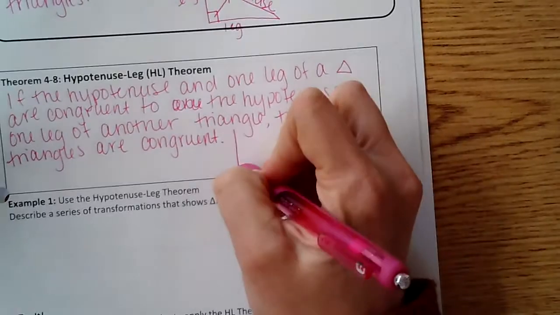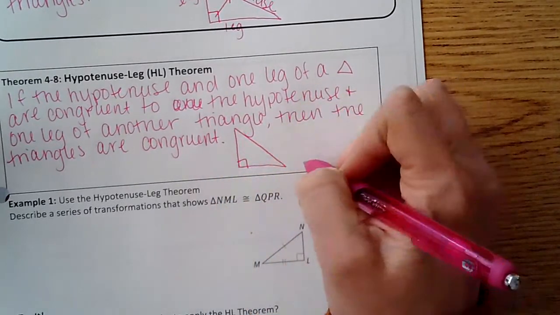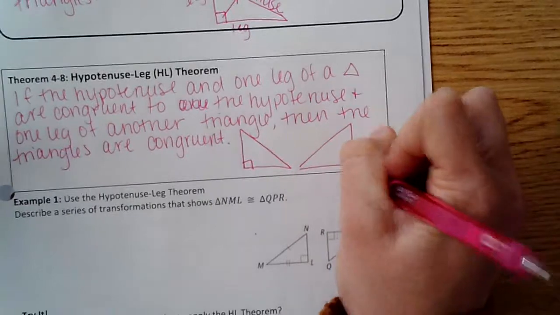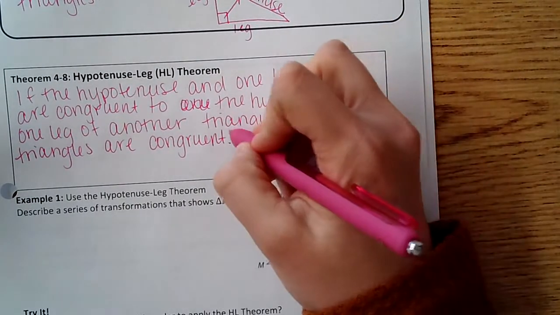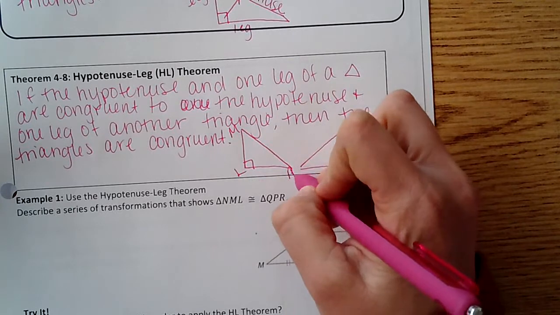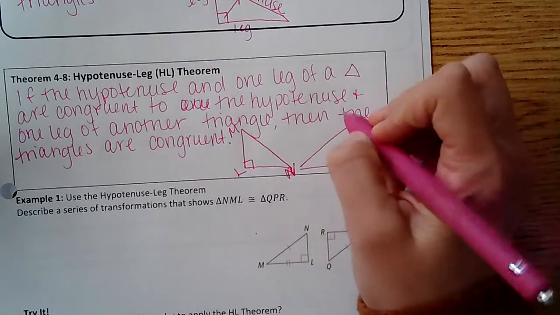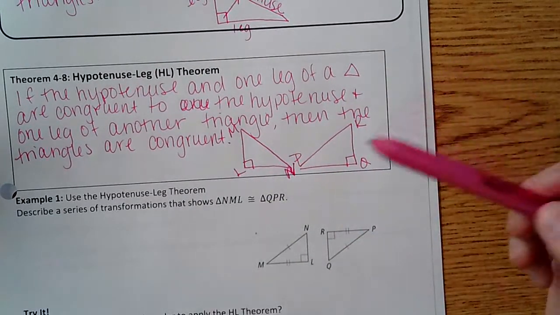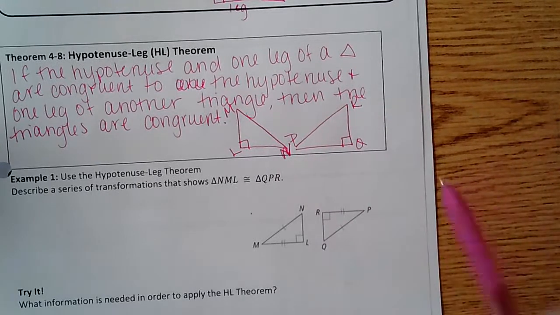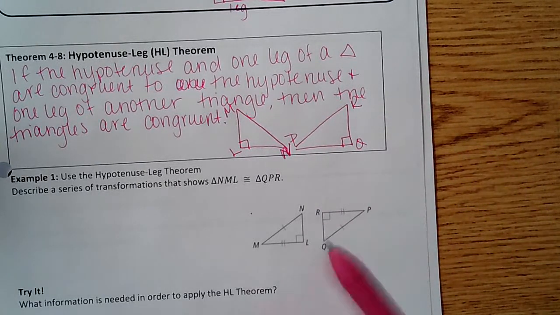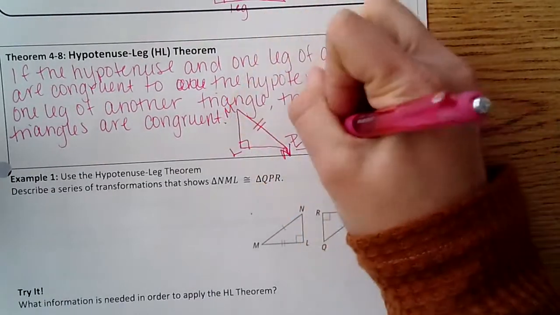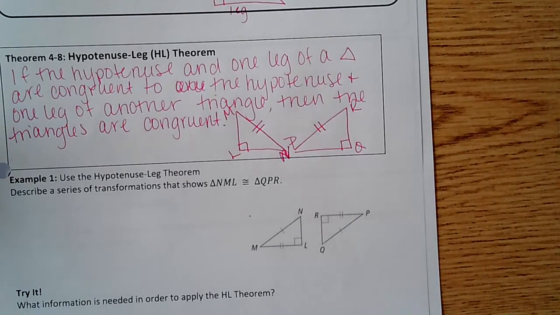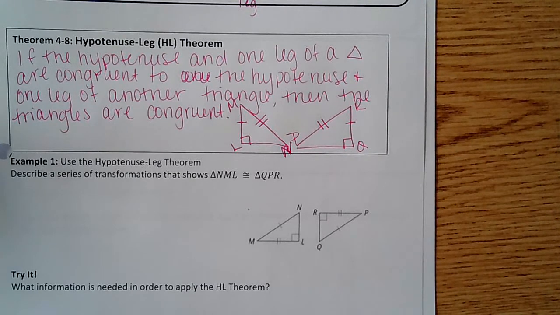All right, so if I have a right triangle here, and then we'll just do another one this way. We'll call this triangle MLN, and this triangle PRQ. Hypotenuse leg will look like this. You'll have two right triangles. That's step one. You have to have right triangles, otherwise you can cross hypotenuse leg right off. We also have to know that the hypotenuses are congruent. And then any of the legs. So one leg has to be congruent to another leg.